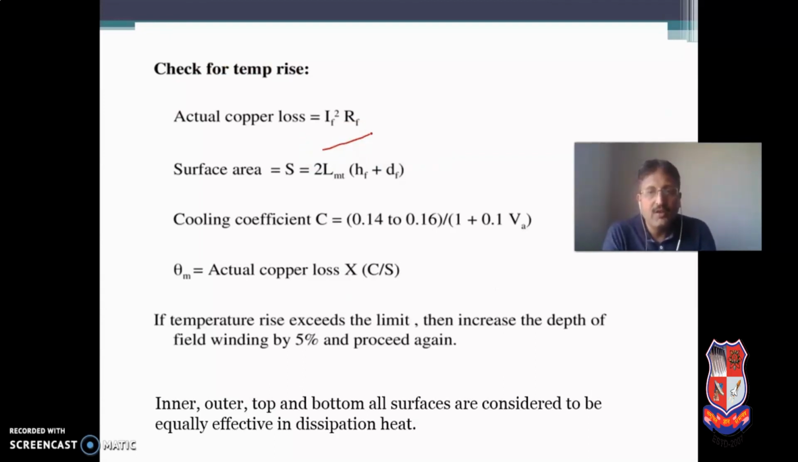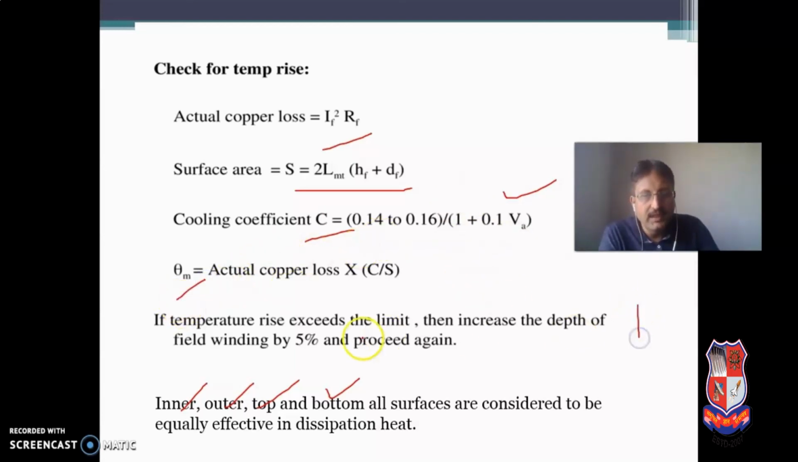Now what is the total surface area? Surface area is the heat dissipating surface area. If we consider all the surfaces, that is the inner surface, outer surface, top and bottom surface, then the equation of the dissipating surface area is this. Considering that, you can easily find out the cooling coefficient, whose equation is already known to you. You learned it in the basics of elements of electrical design. And from that you can find out the temperature rise, theta m.